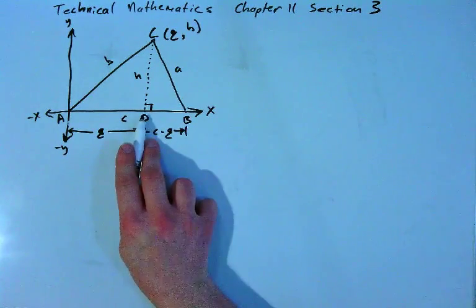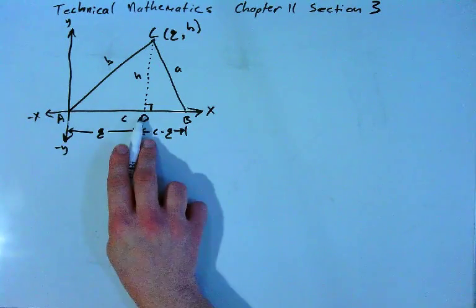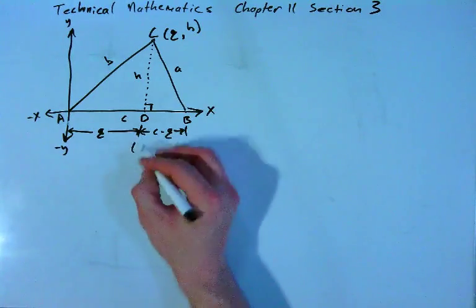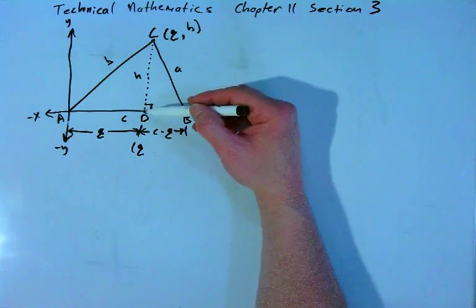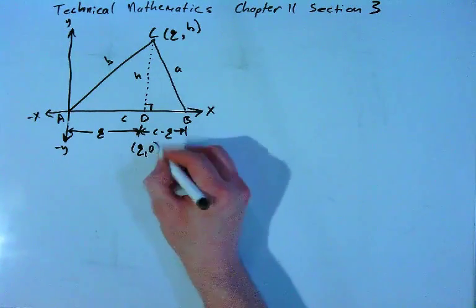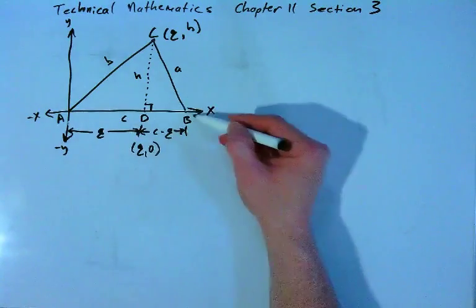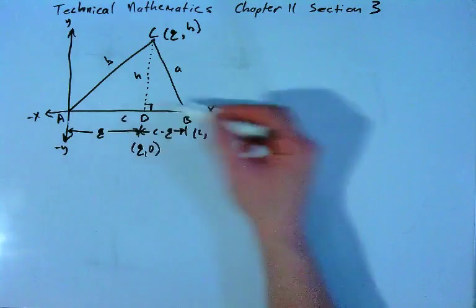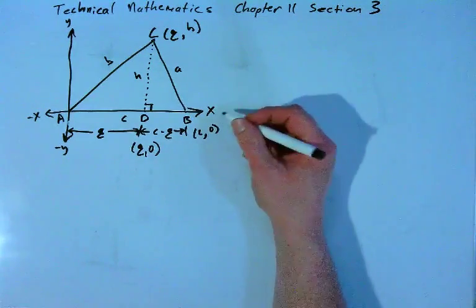Actually, let's look at D here. The xy coordinate of D is going to be g. The x coordinate is g. That's how far away it is from the y-axis. And the y coordinate is 0. And then let's look at this point. The x coordinate is c, and the y coordinate is also 0.